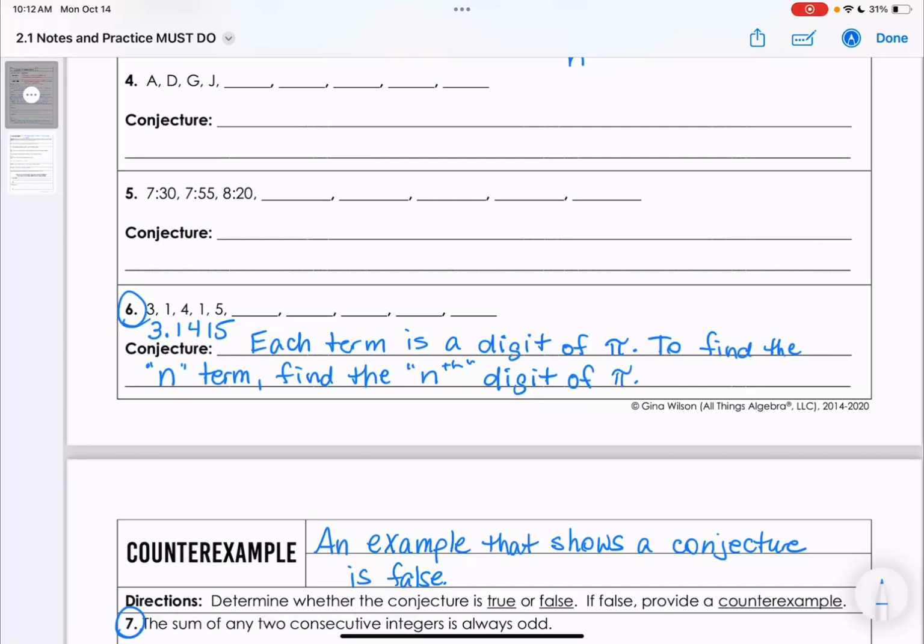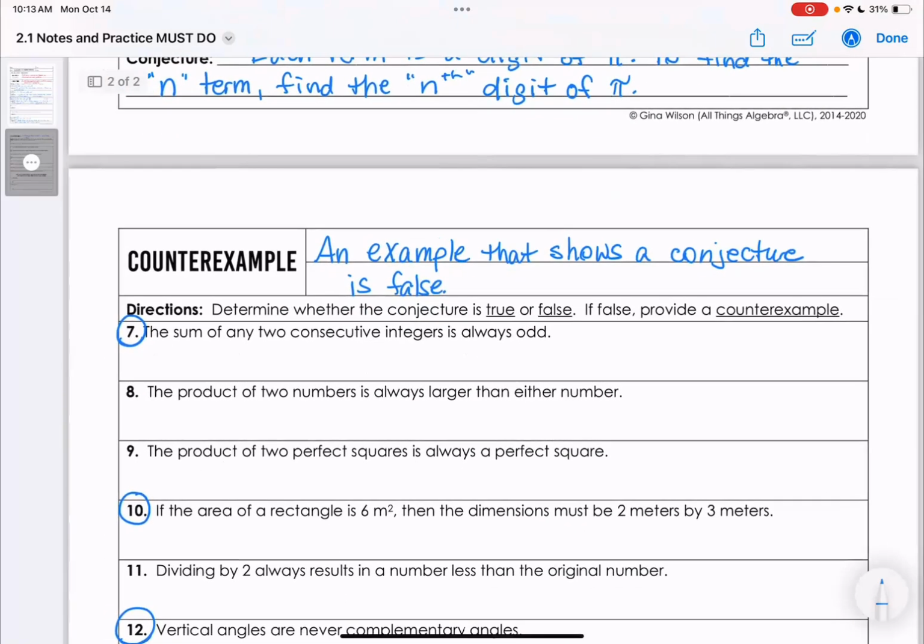Okay, so this is the first digit, second, third, fourth, fifth. So if n again is 6, this is the 6th term, then the nth term here would be the next digit, which if you look it up, you'll find out it is 9. If you don't understand the nth term thing, come and check with me and I will try to explain it a different way.